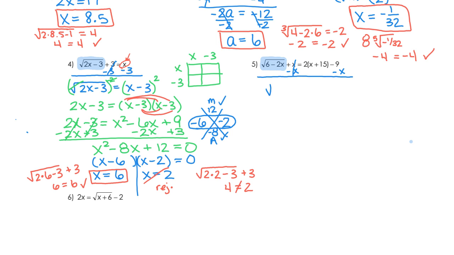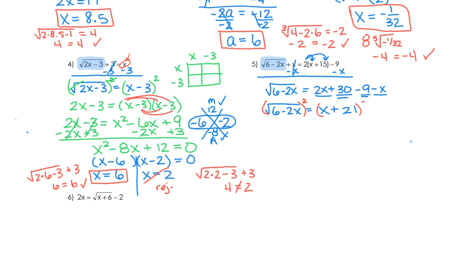All right, so what I'm going to have is the square root of 6 minus 2x equal to, and I see parentheses, so I know to distribute, and that's going to give me 2x plus 30 minus that 9 and minus that x. And now I'm going to clean that right-hand side up. So this side's going to stay for now until this is cleaned up. And so I can see a 2x minus x is just x, and a positive 30 minus 9 is positive 21.